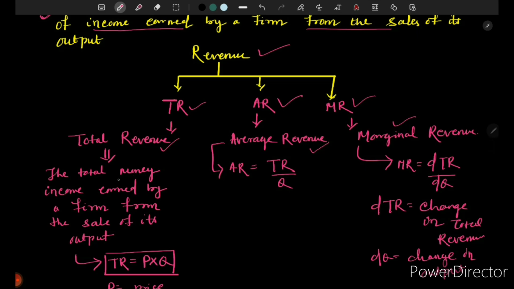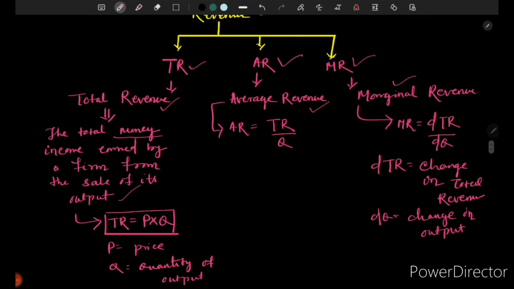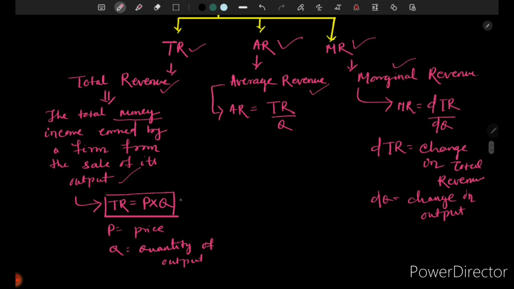Okay, so then what is the total revenue? Total revenue means the total amount of money income earned by the firm from the sale of its output. And total revenue can be written as TR equals P into Q. That means TR, total revenue, equals the product of price and quantity. P is the price here and Q is the quantity. Then what is average revenue? Average revenue equals TR divided by Q. That means when we divide total revenue by the level of output, we can get average revenue easily.